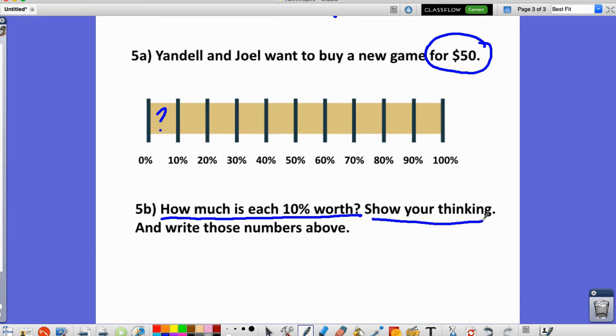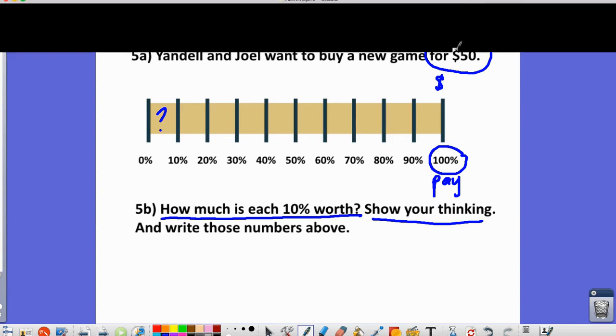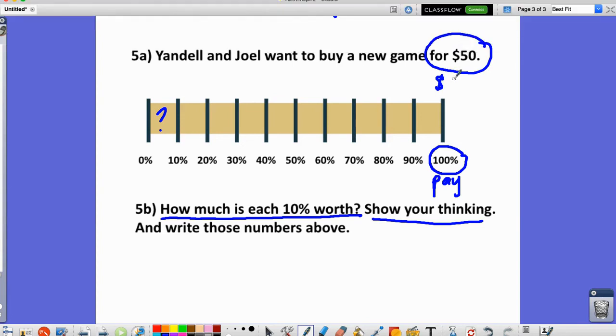And they want us to show our thinking, and we're going to write those numbers above here. So we're going to put the numbers right here, okay? So how can we figure that out? Well, what we know is if Yandel and Joel paid 100% of the game, how much are they going to pay? If they pay all of the game, how much are they paying? I'll give you a few seconds. They're going to pay $50, okay? You pay for the whole game. If you pay for 100% of the game, they're going to pay $50, okay?